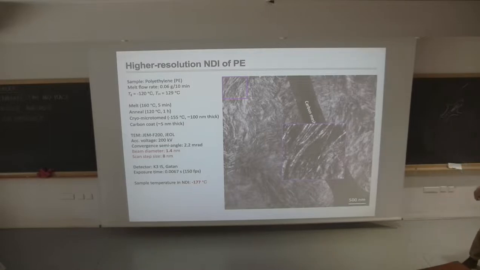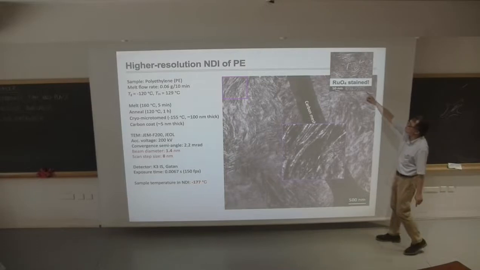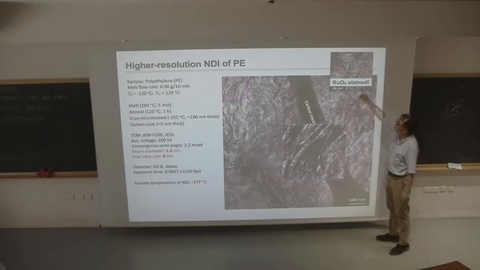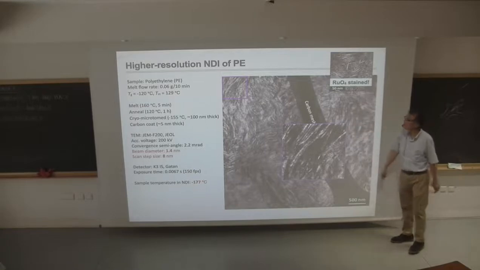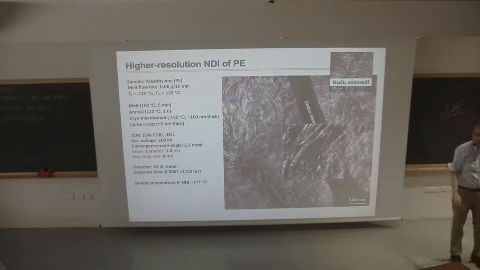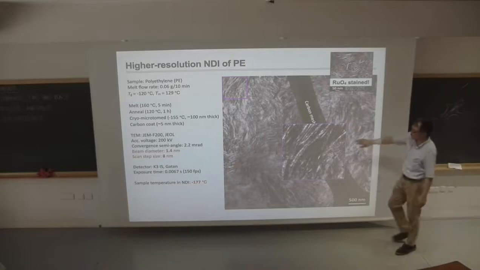Okay, and then this is a comparison. This is the same sample, ruthenium tetroxide stained sample, TEM image. So these are quite similar, right? So I think we are able to see the individual lamella right now.